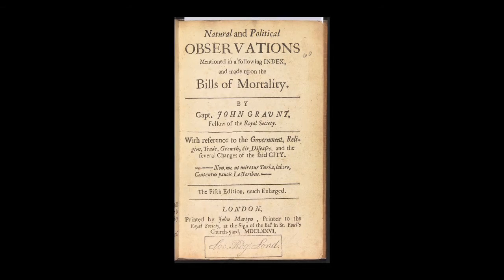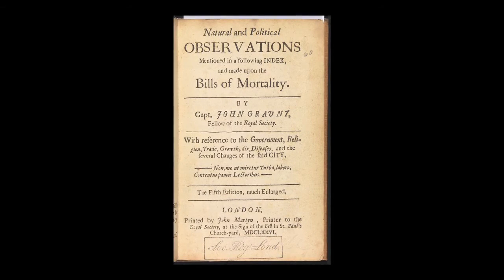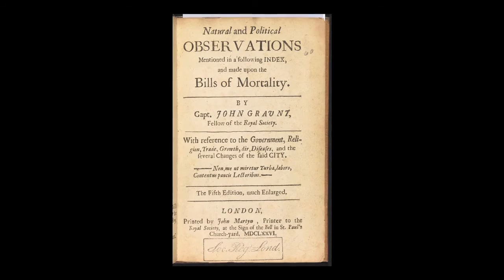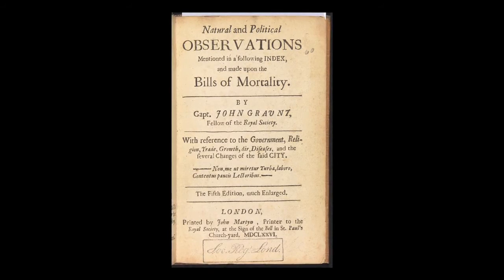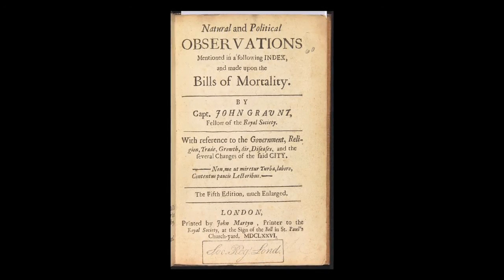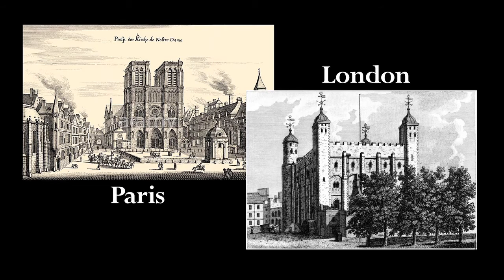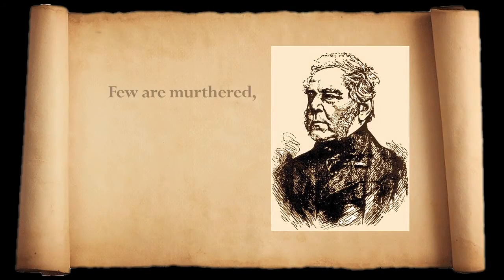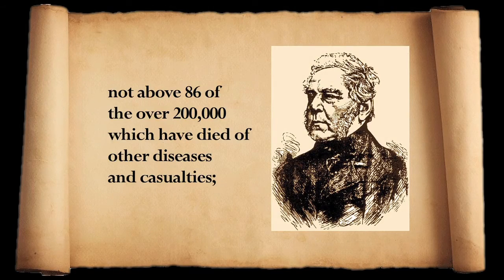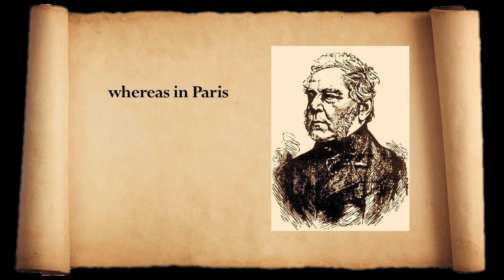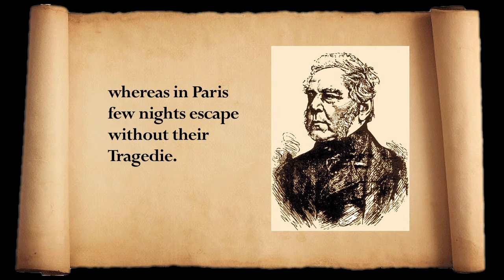Graunt's commentaries reflected the prejudices of his day. He makes pointed social commentary in his Observations in 1665. He contrasts the relative safety of London compared to Paris. Few are murdered, not above 86 of the over 200,000 which have died of other diseases and casualties, whereas in Paris, few nights escape without their tragedy.